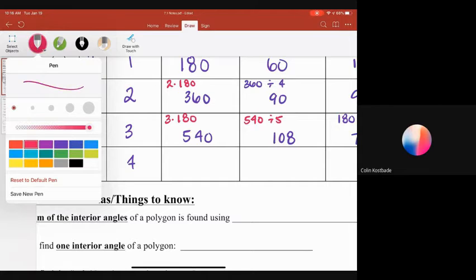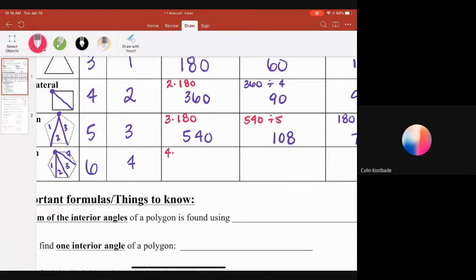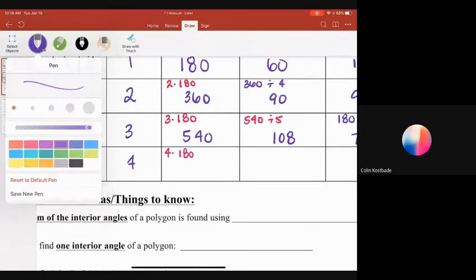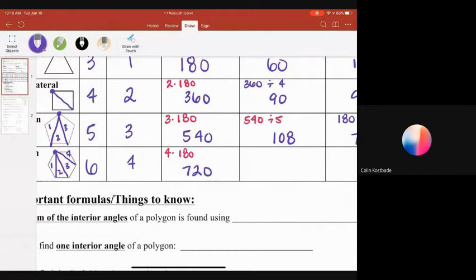Yep, I'm going to multiply. I'm going to take 4 times 180, and you said you should get what? 720. That is exactly correct. 720.